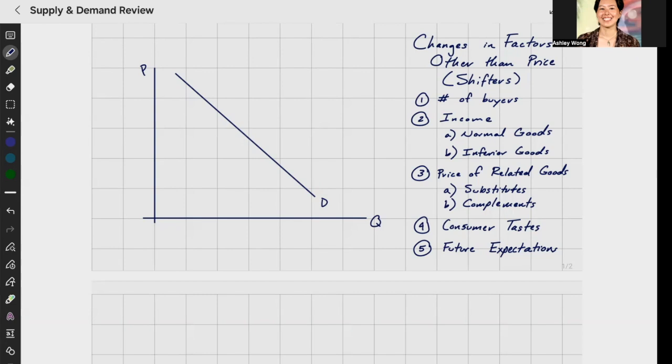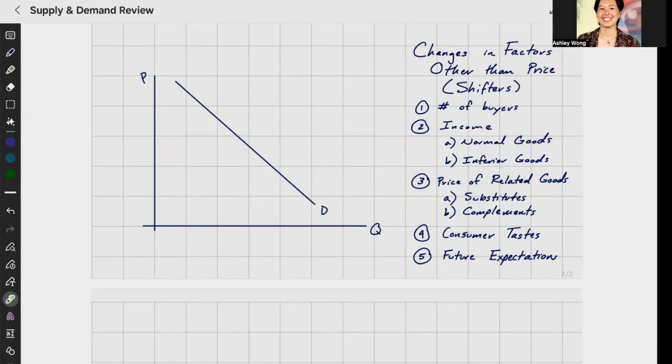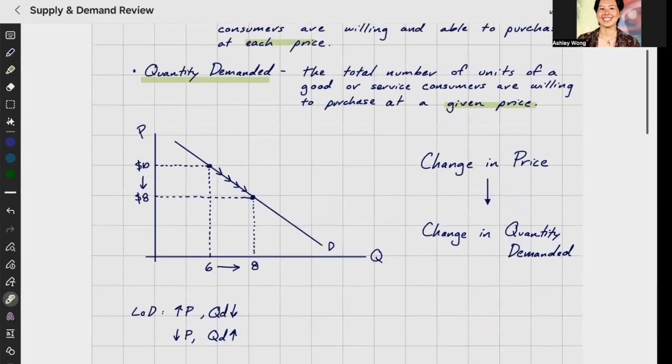And I've listed them here on the right. These are the same shifters that we covered in the demand video. But essentially, the big difference to know here is that when we have a change in a factor other than price, that's when we expect a shift in the demand curve. And these five factors listed here are the only changes that will shift the demand curve. If we have a change in something that's not on this list, the demand curve won't shift. And if we have a change in price, we know that we'll be moving along the demand curve as we did before.